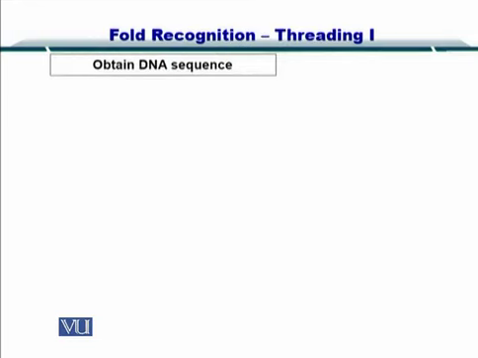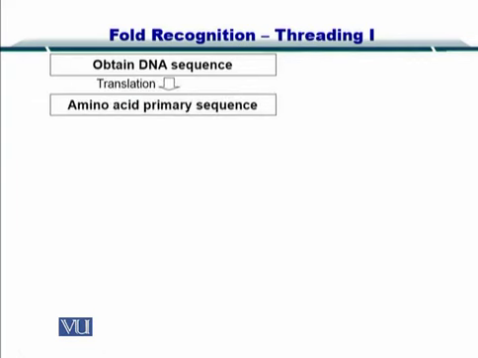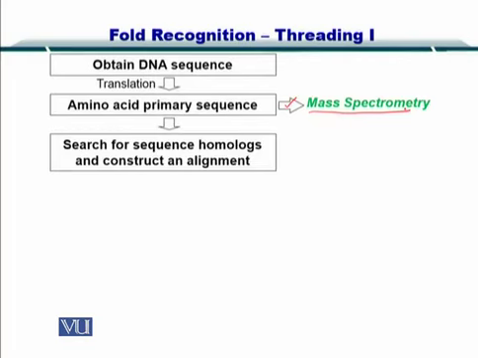Now, there can be a case where you have the DNA sequence with you and you translated it to get the amino acid primary sequence, and this can be done by using mass spectrometry, of course. Then you have to search for the homologs and construct an alignment. This was the condition that is necessary for homology modeling that we were just discussing.